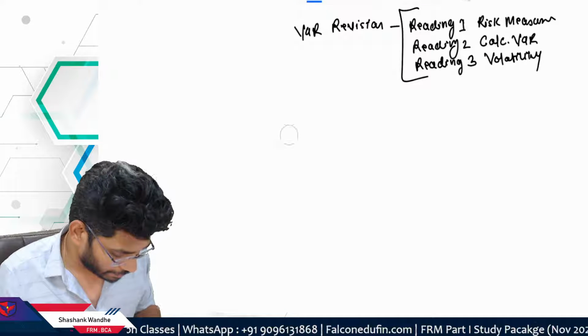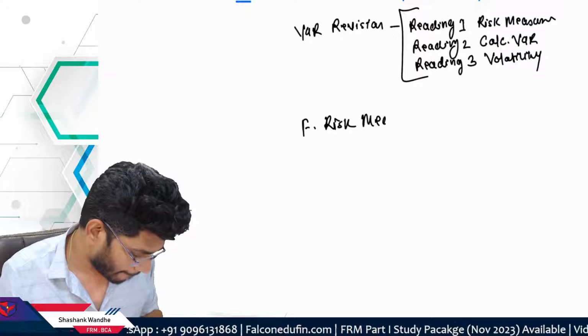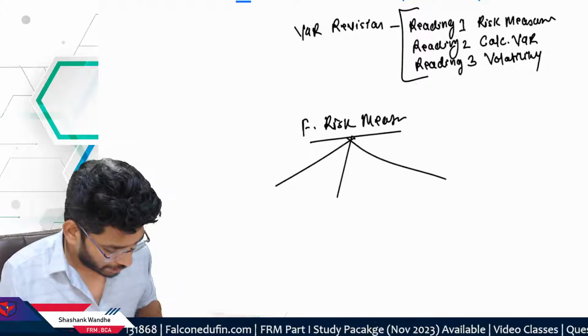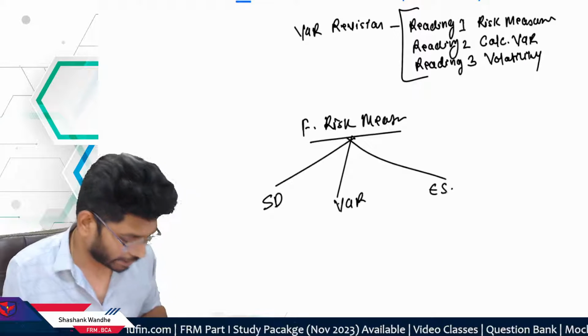risk measures, financial risk measures. So what are these measures? We know primarily three risk measures: standard deviation, value at risk, and expected shortfall.